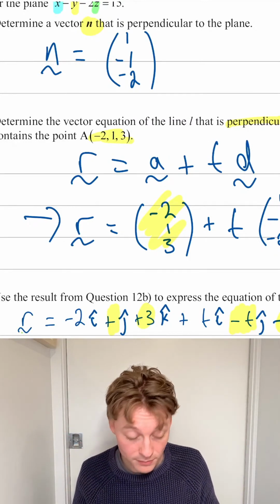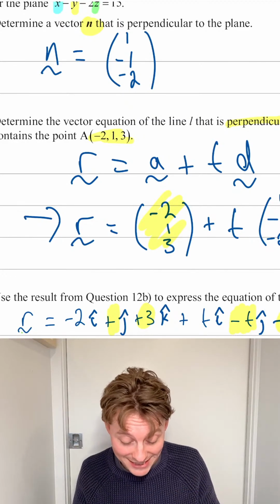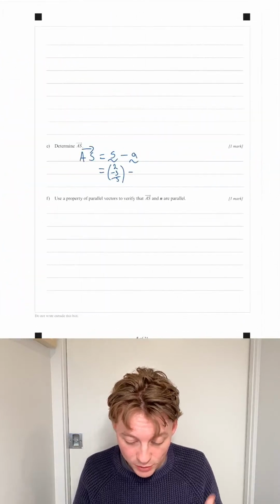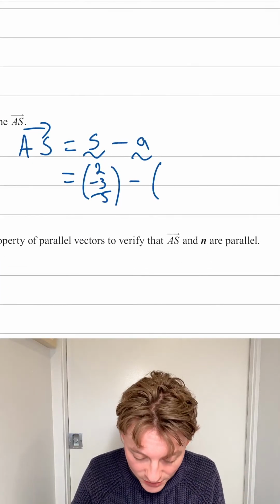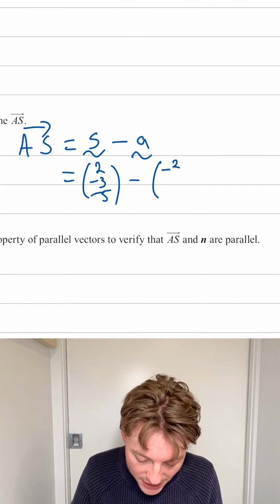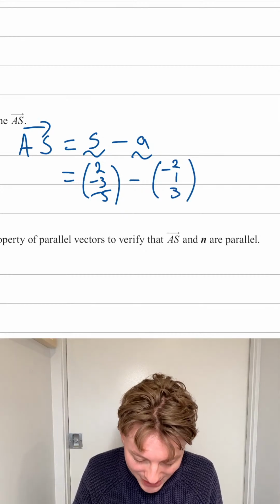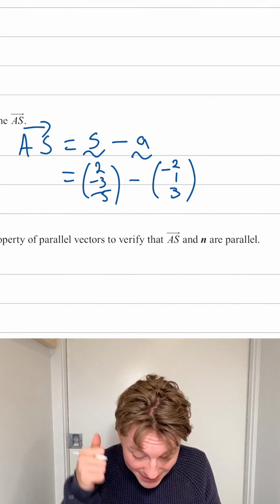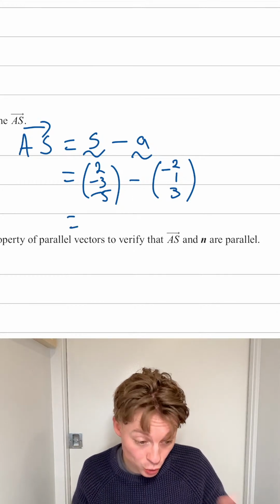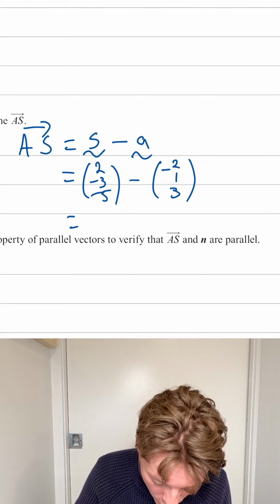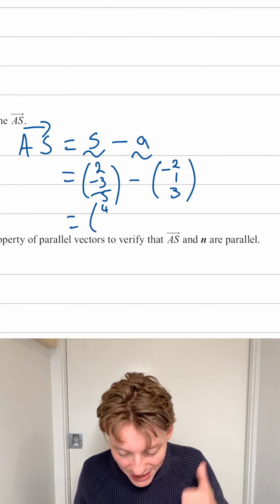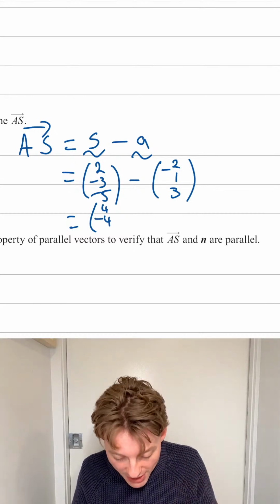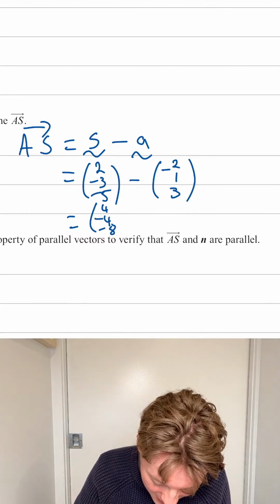All right. To tie back to the question, A is given in part B, S is given in part D. So I'm really just putting in numbers I know. A was minus 2, 1, 3. I now subtract both of those coordinate points. 2 minus minus 2 is 2 plus 2, that's 4. Negative 3 minus 1 gives negative 4. Minus 5 minus 3 gives negative 8.